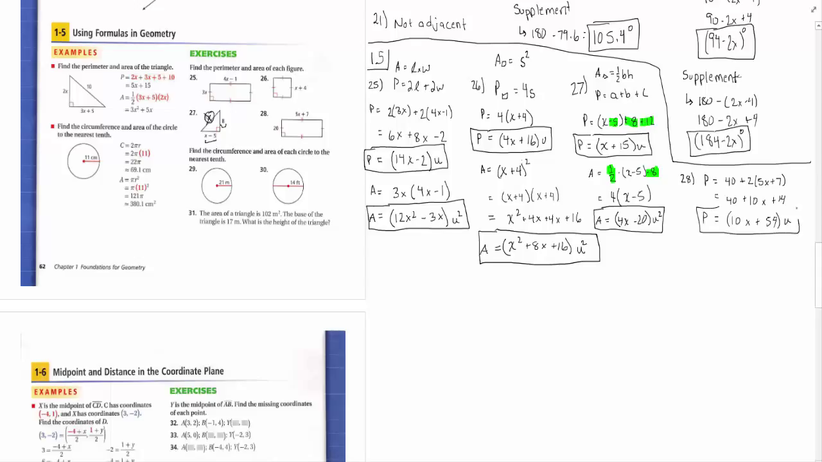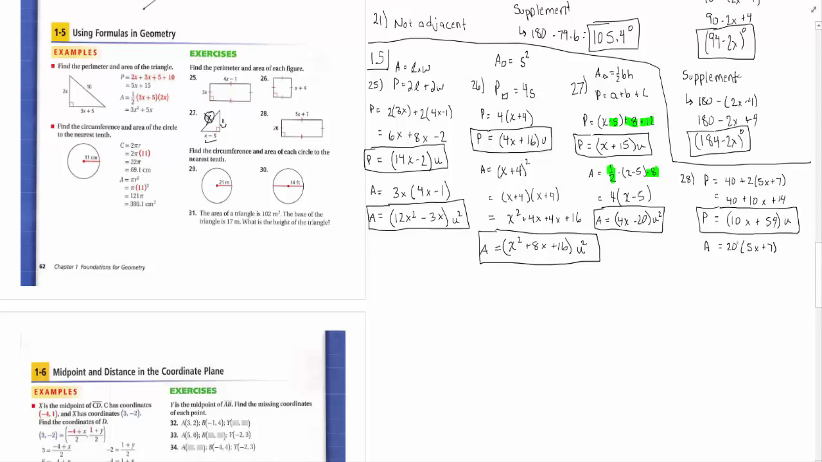We'll do this a little faster here, so we've already done a rectangle. 29, we have, oops, I'm sorry, I gotta do area. Okay, so for area, we're going length times width. So it's going to be 20 times, in this case, your width is 5x plus 7.